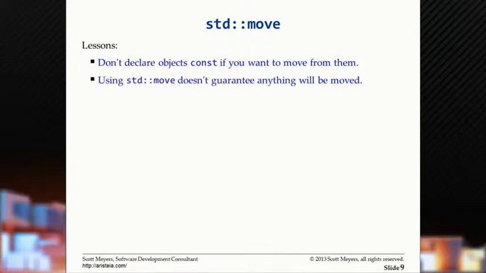And the second lesson is using move doesn't guarantee anything will actually be moved. So many people, when they're reading through code, go, oh, here's a move, this means it's going to be a move. And that's often true, but you cannot make the assumption that just because you see a use of move in the source code, the thing you are applying it to will definitely be moved. It depends on some other factors. In particular, if that object itself is const, it's definitely not going to get moved. And if the type on which you're applying the move operation, the move cast, doesn't support moving, you're going to fall back to copy.